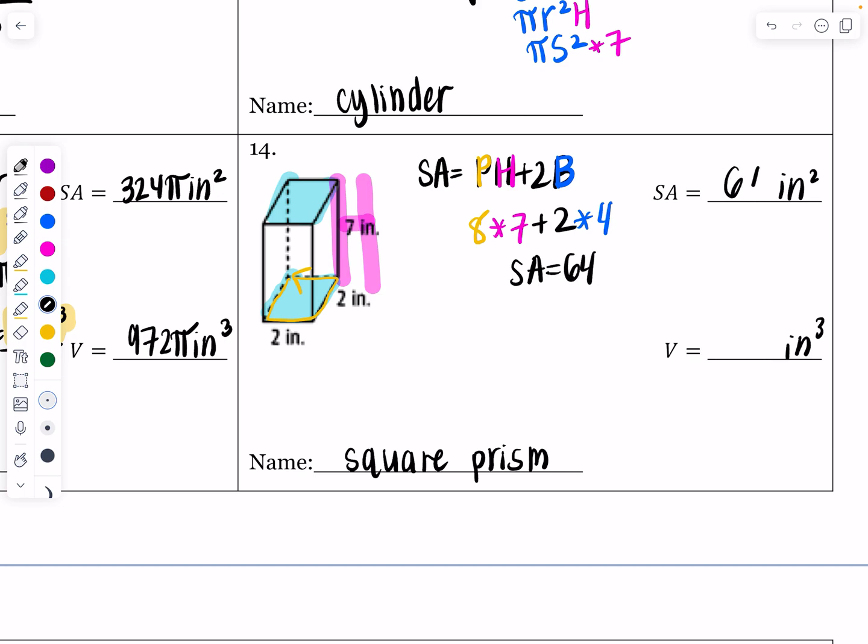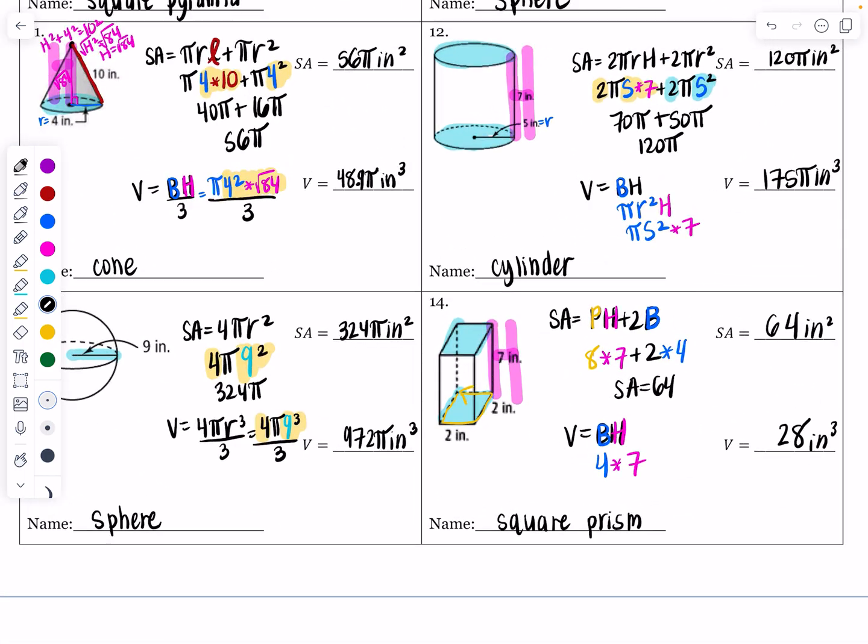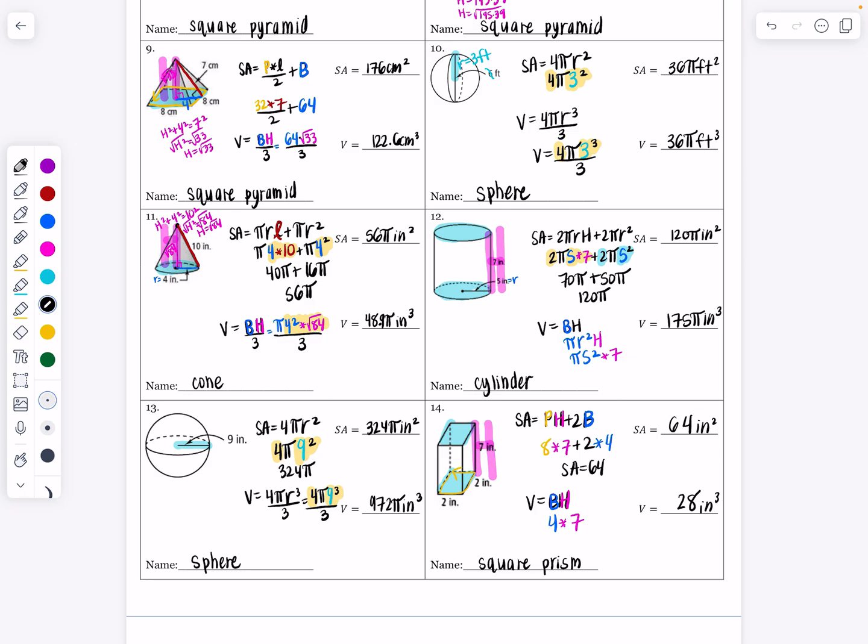So it's going to be 64 inches squared, whereas for volume, it's just going to be base times height. Thankfully, I've already calculated both of these things in the surface area formula, so that's going to be 4 times the height of 7. So 4 times 7 is going to give me 28 inches cubed of volume. So that is page 2, and I will make a new video for the next part.